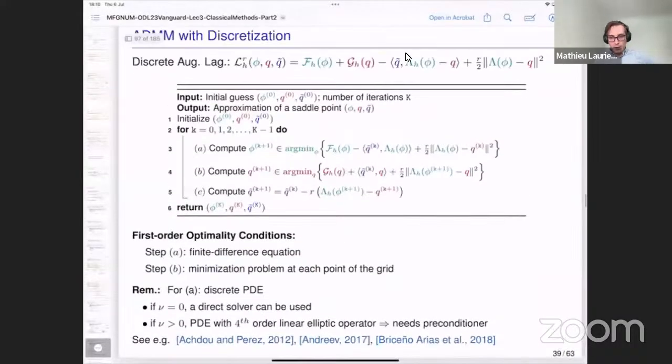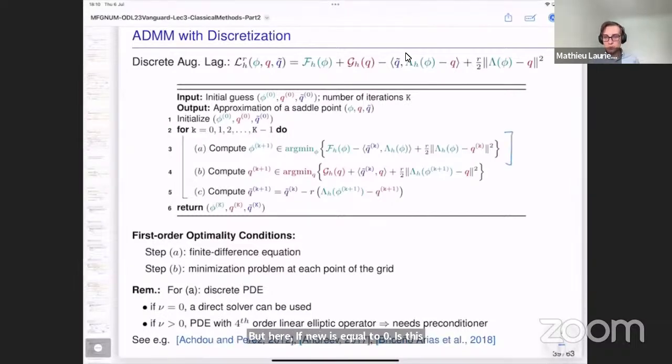So for A, in fact, there are some potential difficulties. This is a point where I talk a bit about preconditioner, but it's for a different reason. But here, if nu is equal to 0, then it's possible to use a direct solver. And if nu is positive, it's problematic.